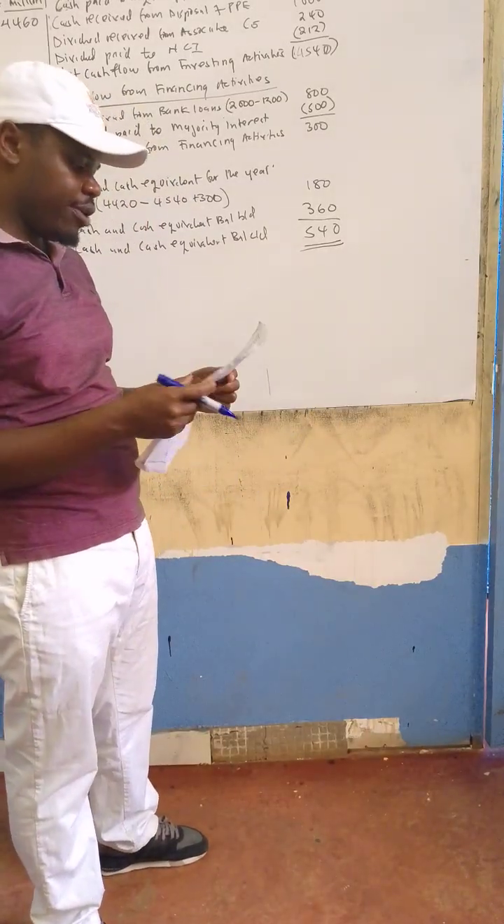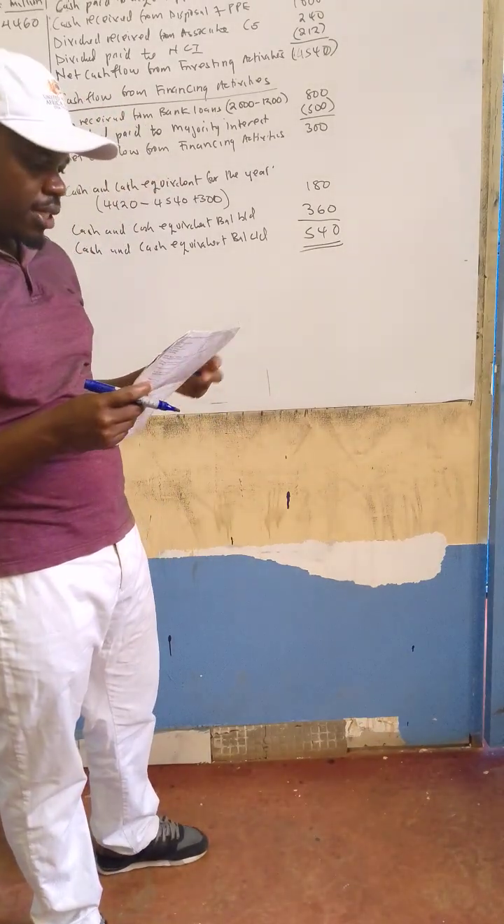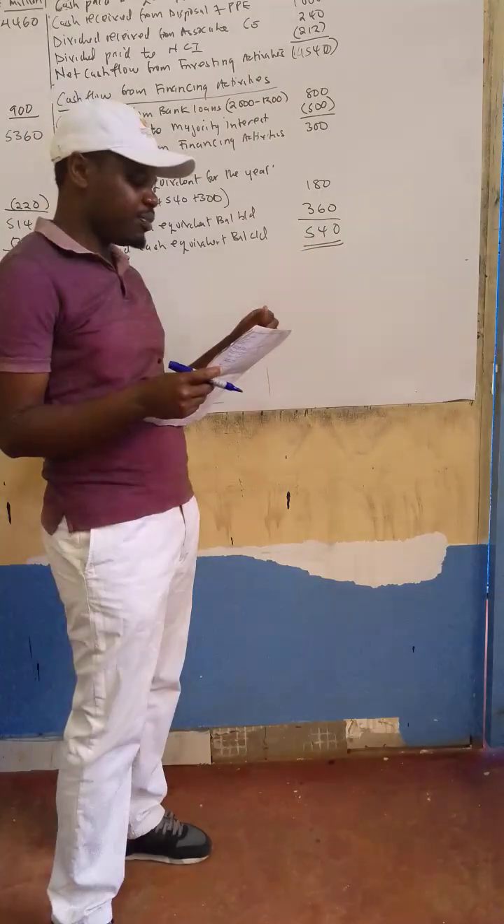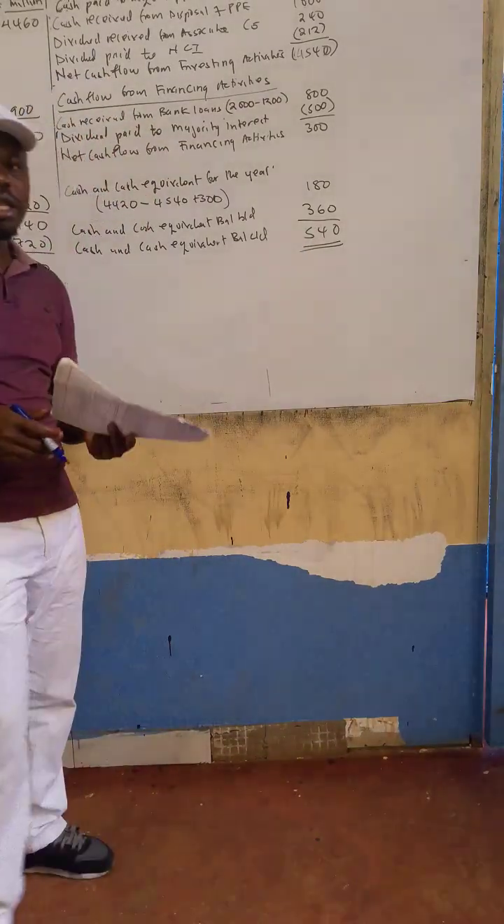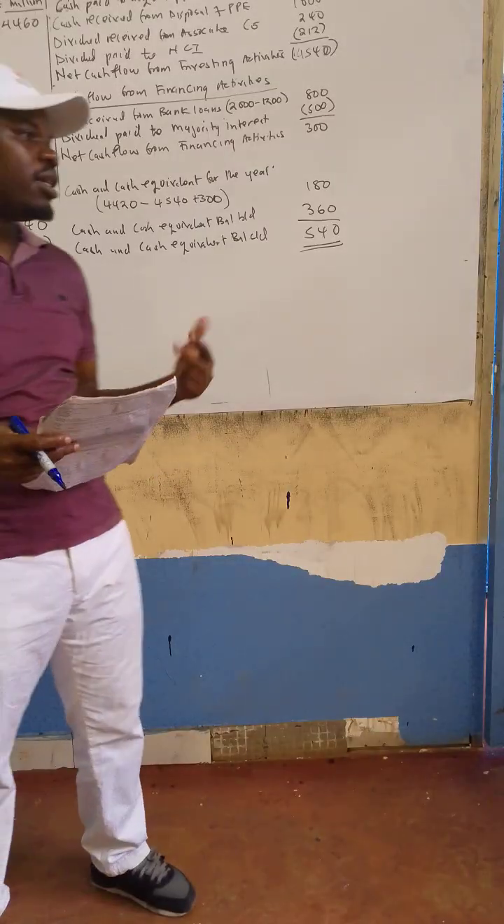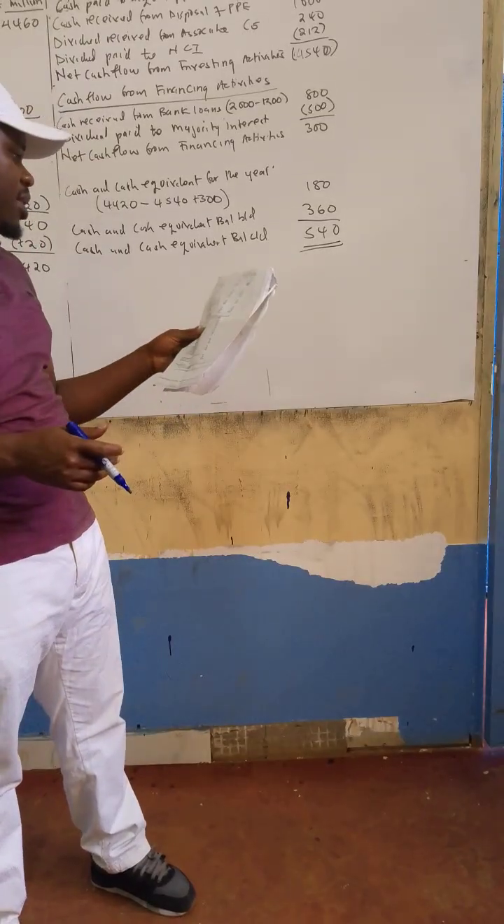So you can see our cash balance carried down is the same as the one in 2019. So that's how you are solving that question. It was not hard. You just need to balance these few things and then you go about it.